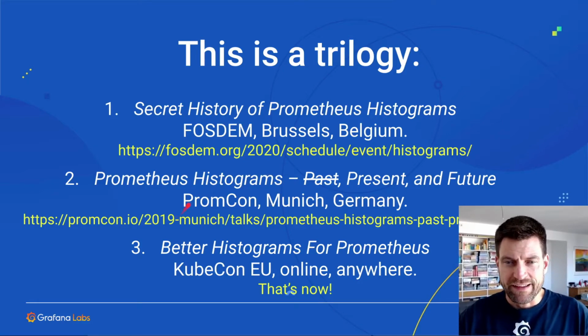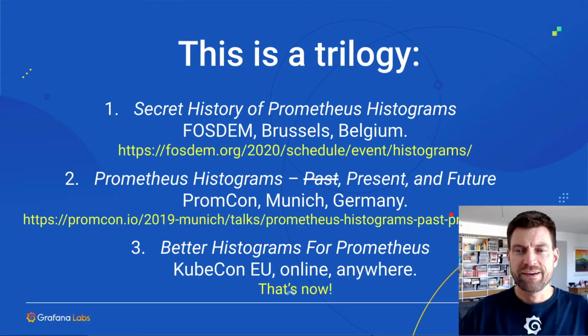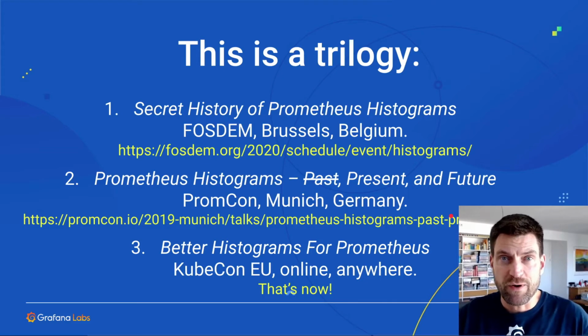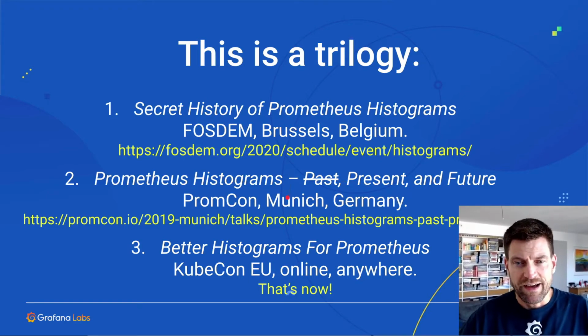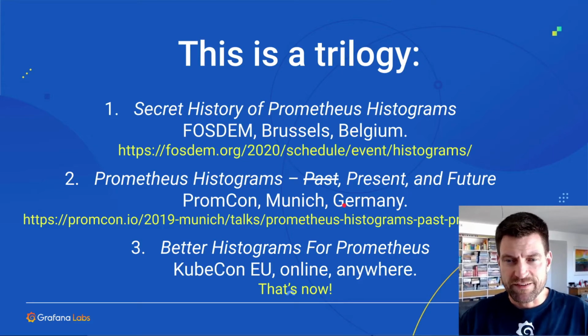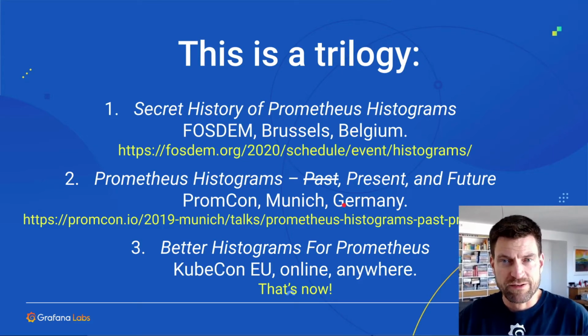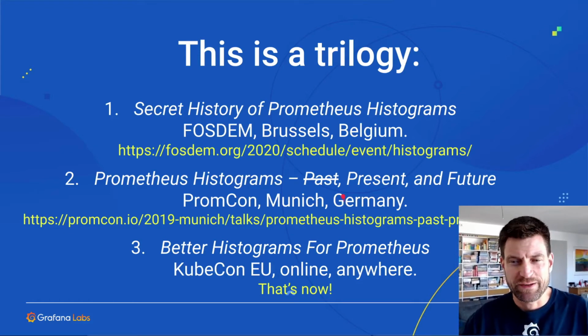The second part of the trilogy happened first, was screened first last year in Munich at PromCon, and this is kind of the centerpiece. It was supposed to be kind of a trilogy of its own with past, present, and future, but of course there wasn't enough time, so I decided to cut out the past, which gave me a reason to give this first part later. So this is a very important talk. You should totally watch it if you haven't. This is about what Prometheus histograms can do well right now and what doesn't work that well, and what are options to address that in the future.